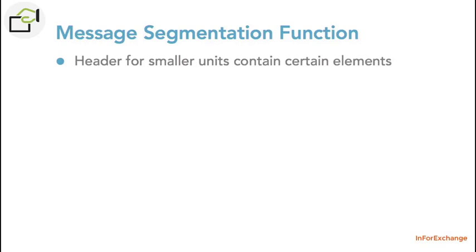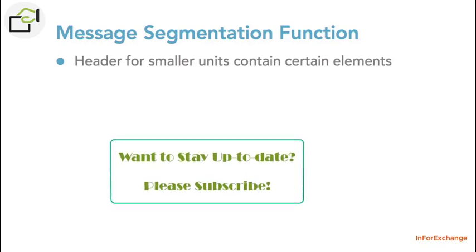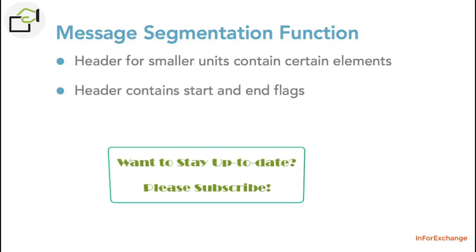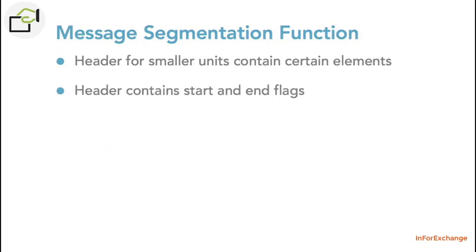The header the transport layer creates for the segments it generated contains certain elements. One, they contain start and end flags. This is basically flags that indicate when the segment starts and when the segment ends so that segments won't get confused or pushed together. The header also contains sequence information so that even if the segment arrives at the destination in the wrong sequence, the sequence information can then be used by the transport layer on the destination computer to resequence the message in the order it was intended to be viewed in.